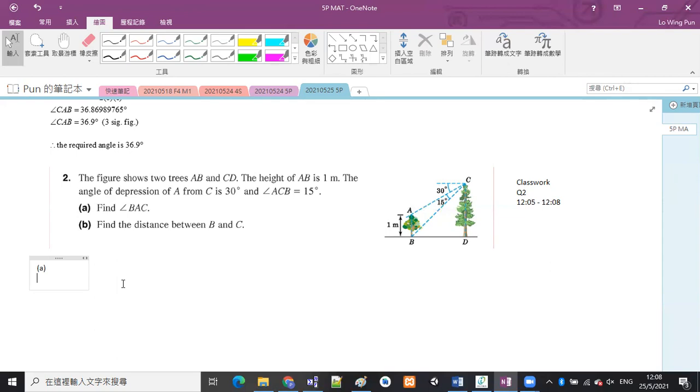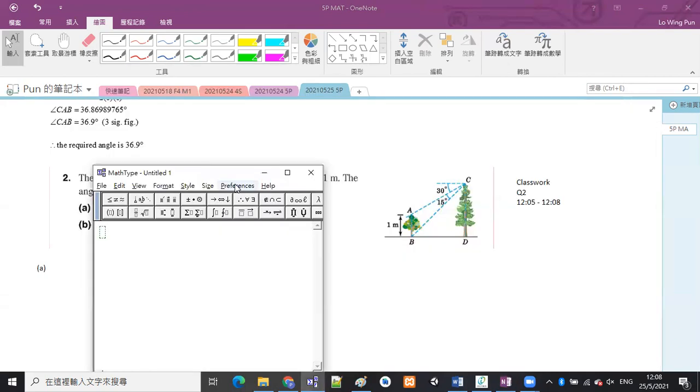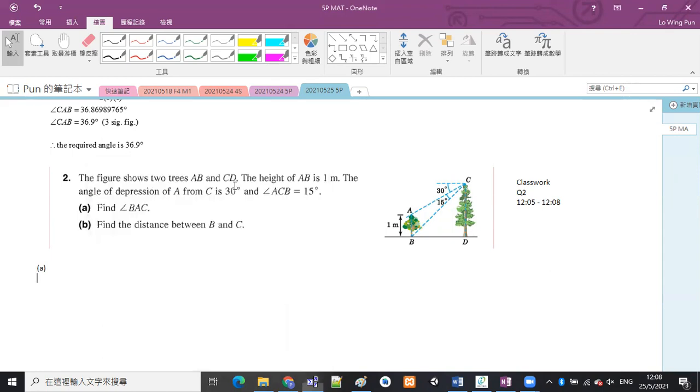BCD. Okay. So how to find angle BCD? Angle BCD is equal to 90 degrees minus 30 degrees minus 15 degrees. Yes, very good. Because this line is horizontal and this line is vertical, so it must be a right angle. So the sum of these three angles is equal to 90 degrees, which means that BCD should be 45 degrees. Okay, that is good.